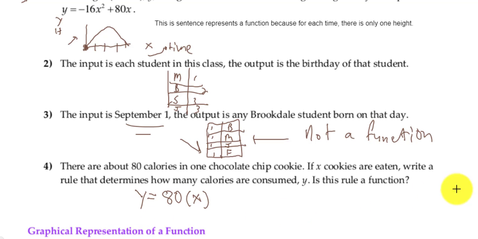For the record, I love chocolate chip cookies with vanilla ice cream on the side. Delicious. I didn't realize there were 80 calories in a cookie, though.